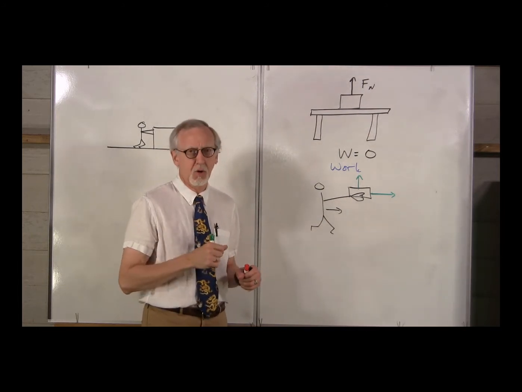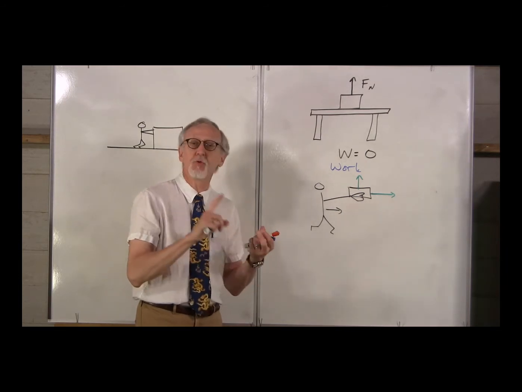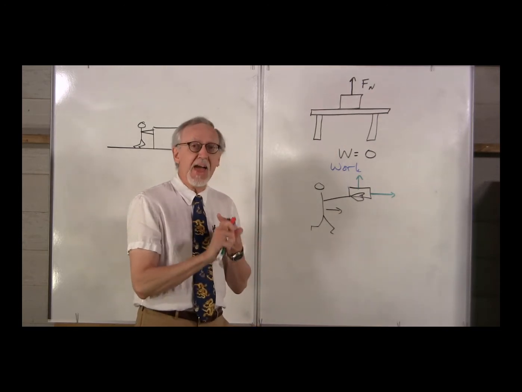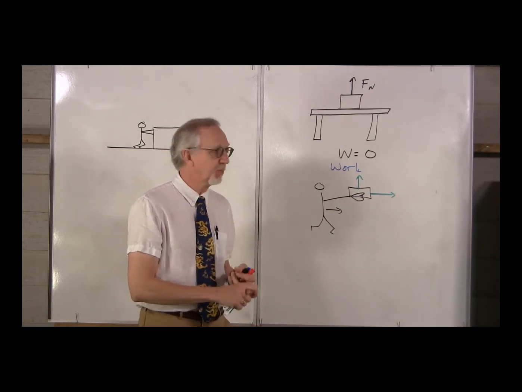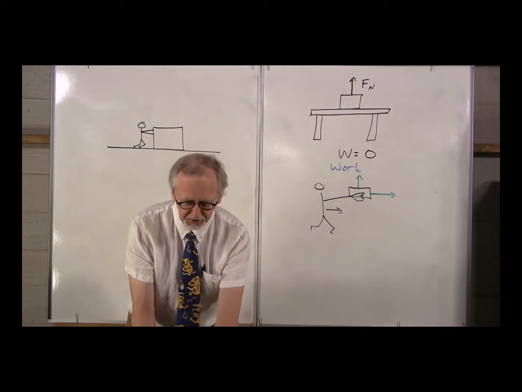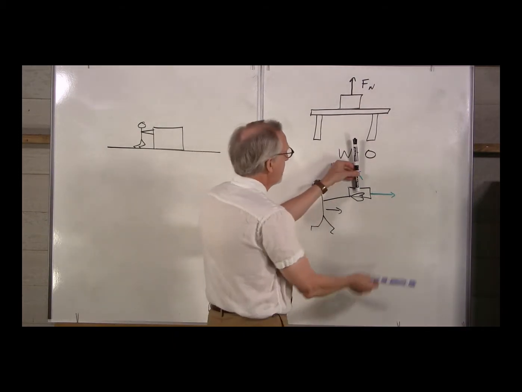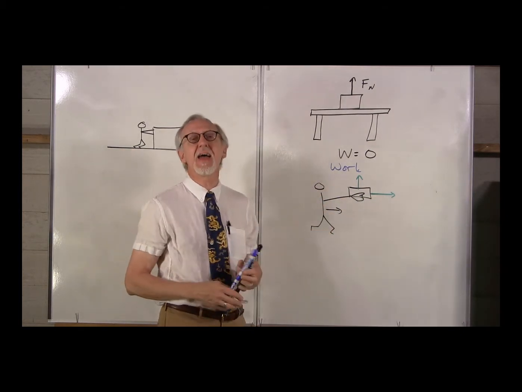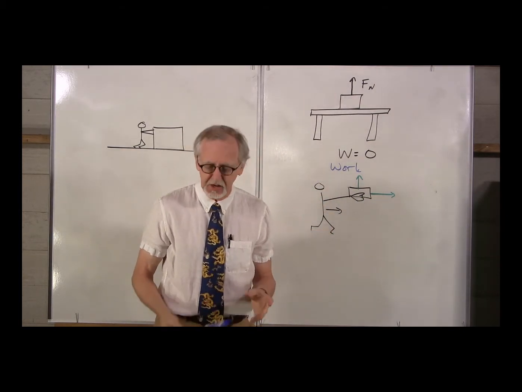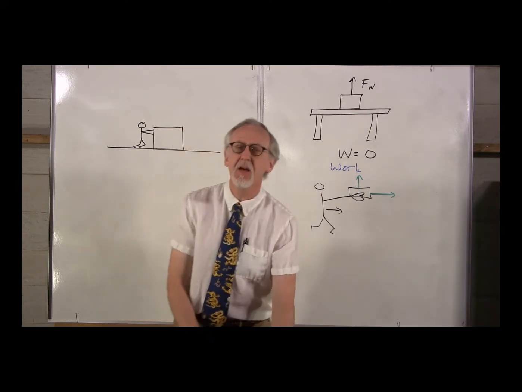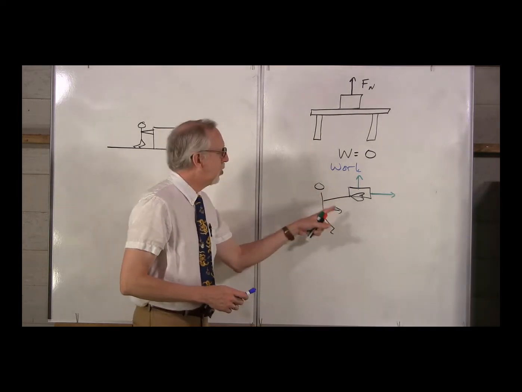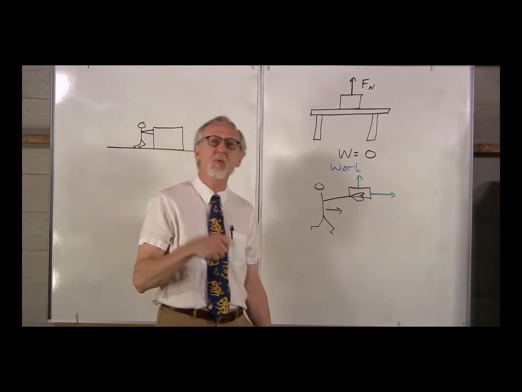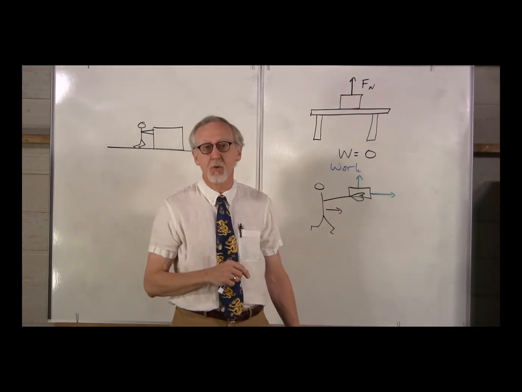Again, zero. Why zero work? We've got a force, we've got a displacement. Why is the work zero? Think about the angle between the force and the displacement. In this case, the force and the displacement are perpendicular to each other. In other words, the angle between them is 90 degrees. What's the cosine of 90 degrees? It is zero. So there is no work done on the object. Even though we have a force and we have a displacement, there is zero work done.